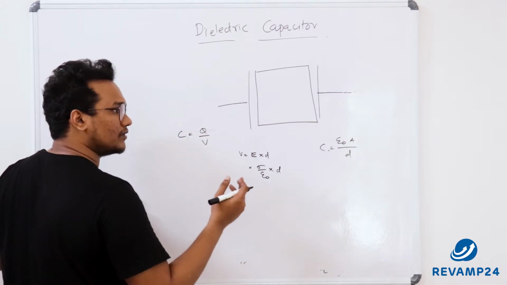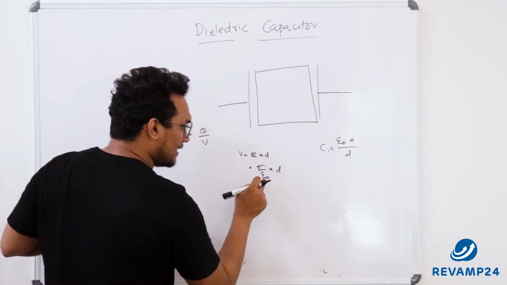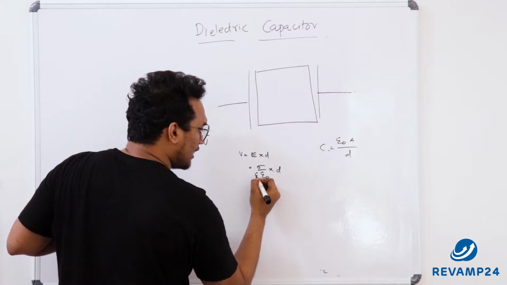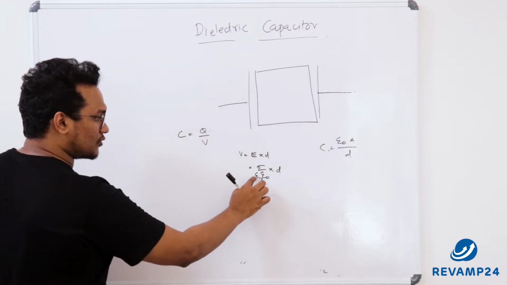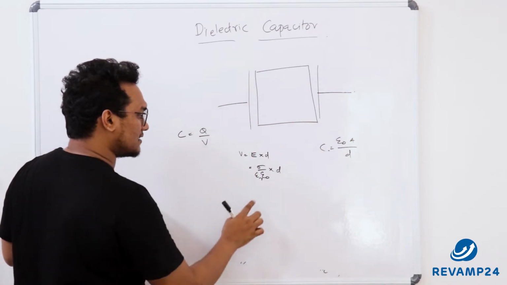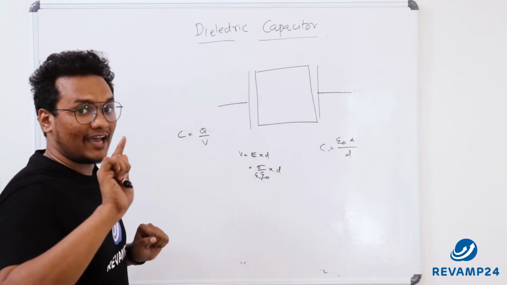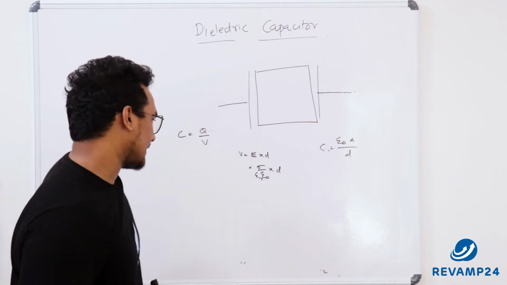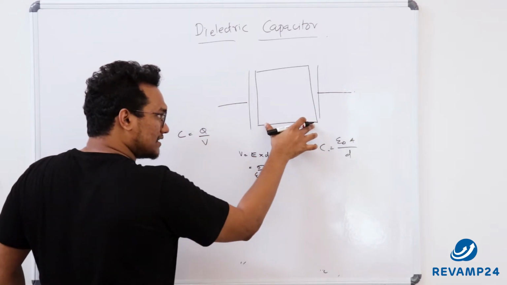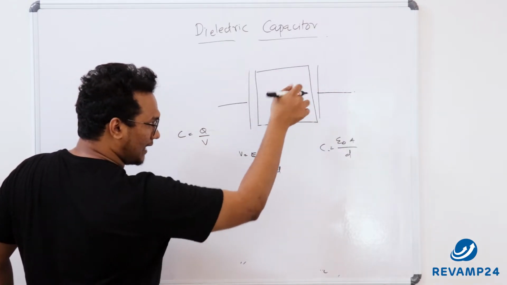How can I do that? By inserting a dielectric. Whenever a dielectric is inserted, along with epsilon 0, epsilon r will come. So basically epsilon 0 is the property of the medium. So whenever the medium changes, epsilon 0 changes to epsilon 0 into epsilon r, and the value of epsilon r is greater than 1.